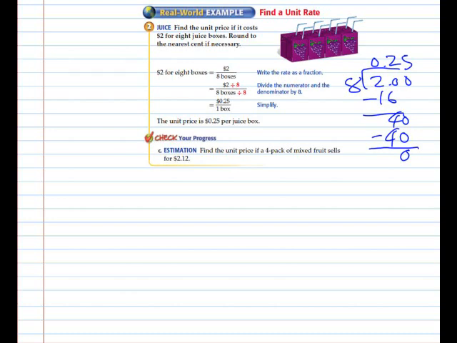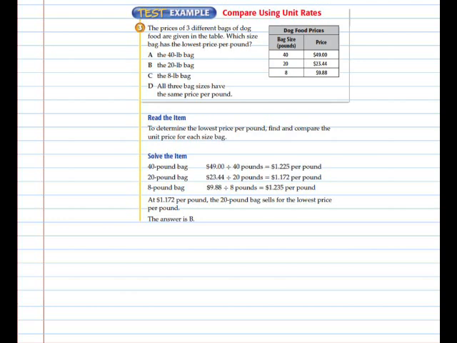Find the unit price if a 4-pack of mixed fruit sells for $2.12. So we're going to do $2.12 divided by 4. Now I don't know if we need to estimate here or not because this number is divisible by 4. If we wanted to estimate, we could perhaps go to $2 here. Divide by 4 would give us an estimate of about 50 cents per pack.